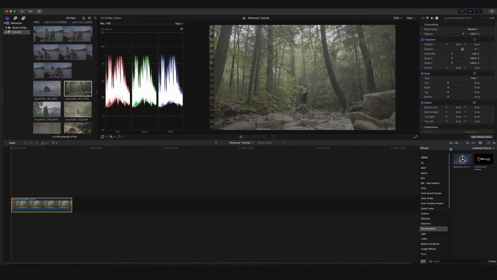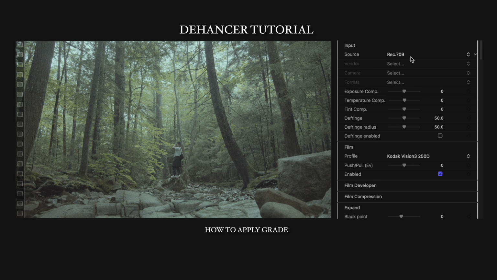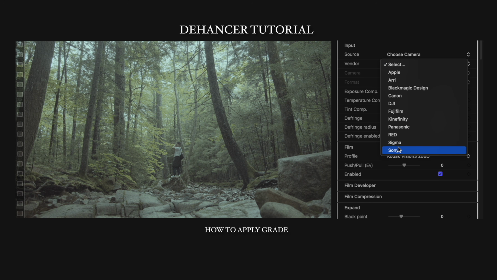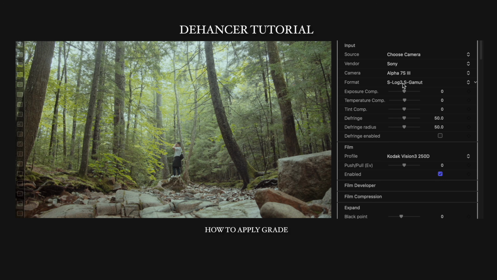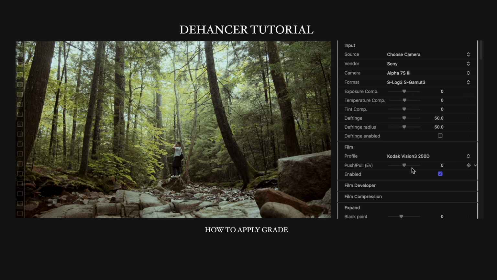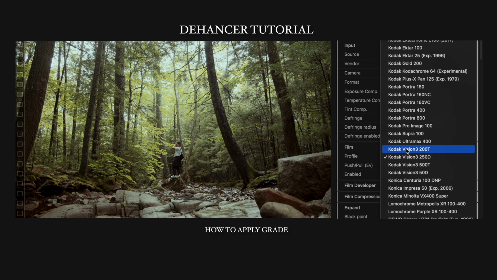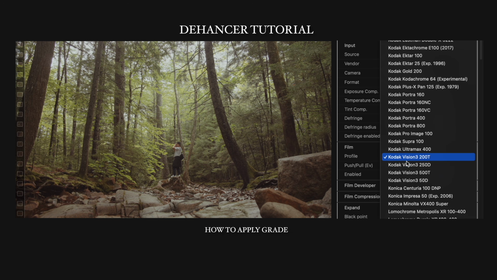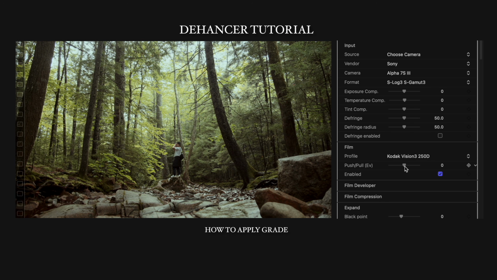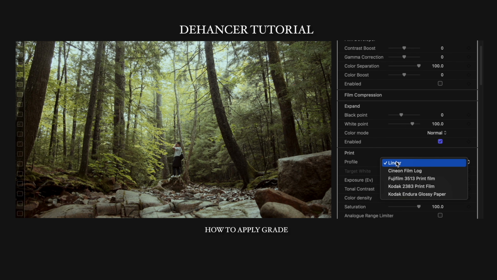So to start off, you'll apply Dehancer to your footage, and this is a layout you'll see whether you're using Final Cut, DaVinci, or Premiere. You're going to pick your camera profile, and afterwards you'll choose your film and print stock. There's a whole lot of different looks they offer. I personally liked using any of the Kodak Vision 3 looks, and you can adjust the intensity of your film profile by sliding the push and pulls of it. For the print profile, I like to use the Kodak 2383 print.